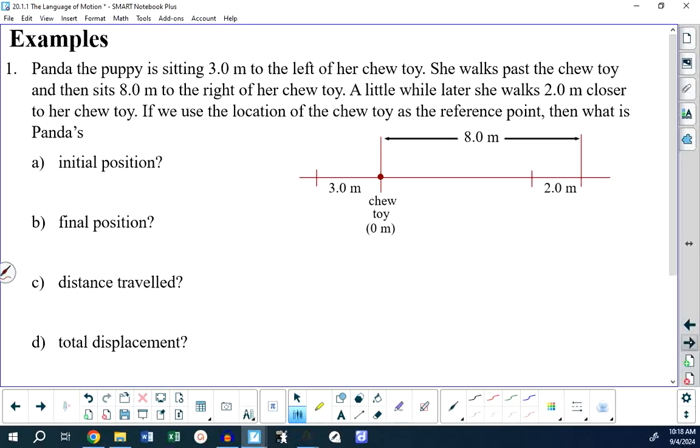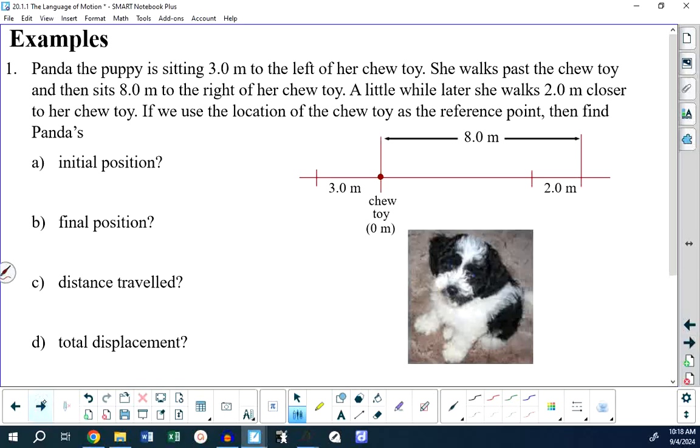Okay, so that's Panda. That's my dog. Well, was my dog. She starts at the chew toy. If you look at your diagram that I've given you, there's a dot on the chew toy's position. So what that means is if we're using that as a reference point, that's 0. Okay? I'm sorry, I think I said she starts there. She doesn't start there. She starts to the left. But that's the reference point. So if I said to you, what's her initial position? She starts here. This is her initial position.